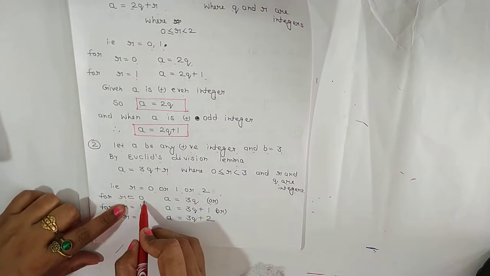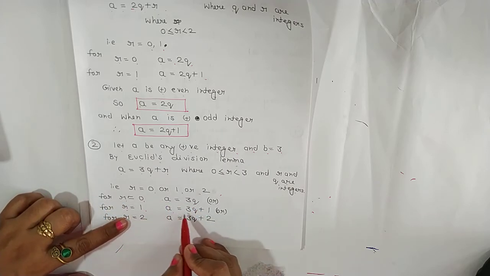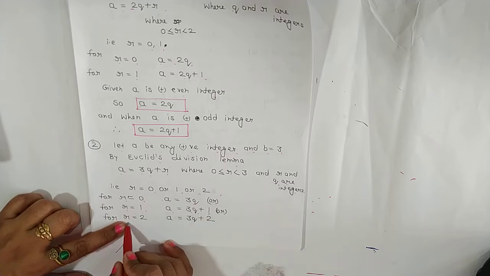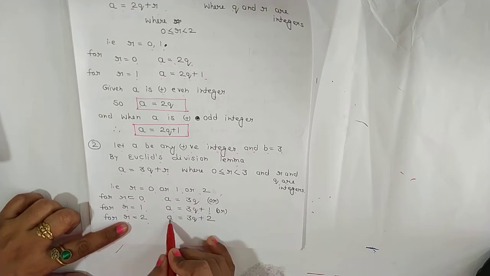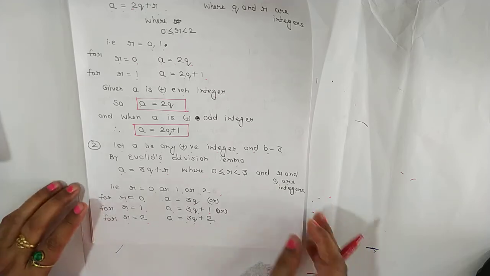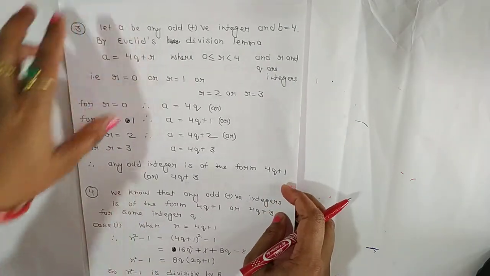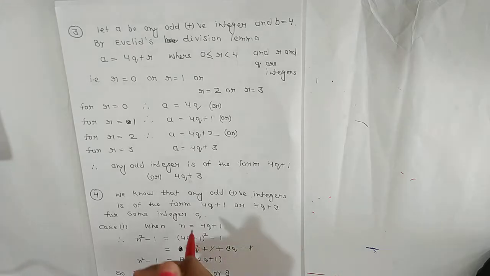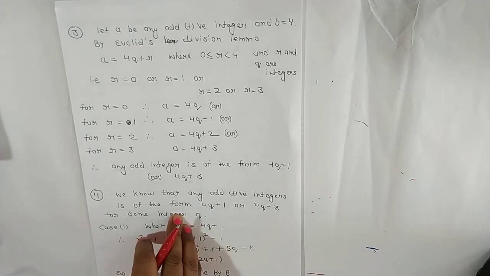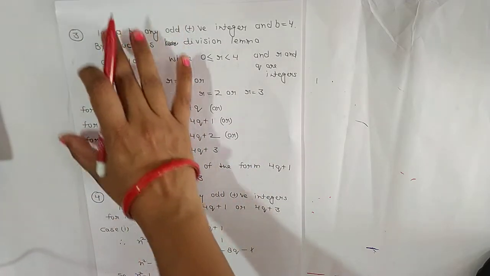When r is equal to 0, a is equal to 3q. When r is equal to 1, a is equal to 3q plus 1. When r is equal to 2, a is equal to 3q plus 2. Okay. Now move on to the next question. Question number 3: show that any positive odd integer is of the form 4q plus 1 or 4q plus 3, where q is some integer. So same as question 1 and 2.